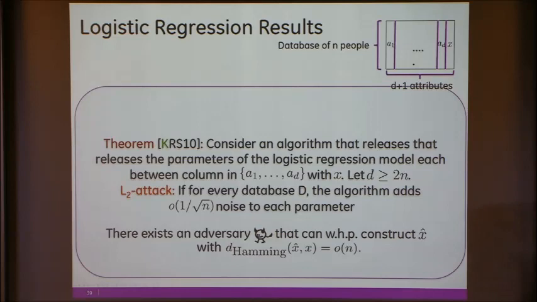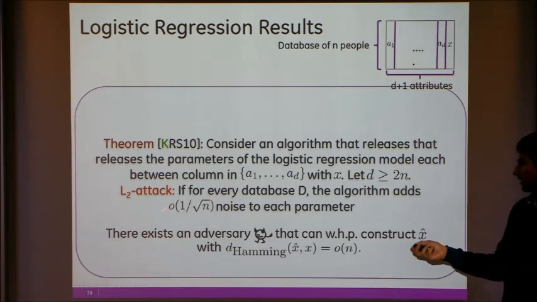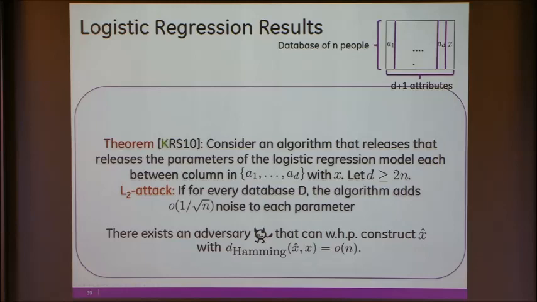What it says is that if you have an algorithm that releases the parameters of logistic regression between the columns A1 to AD and X, and let's say D is at least 2n, then you need to add 1 over square root of n noise to each parameter. Again, this is fairly significant noise in this setting, because you're thinking about a small number. And one can do a better attack using L1 decoding.